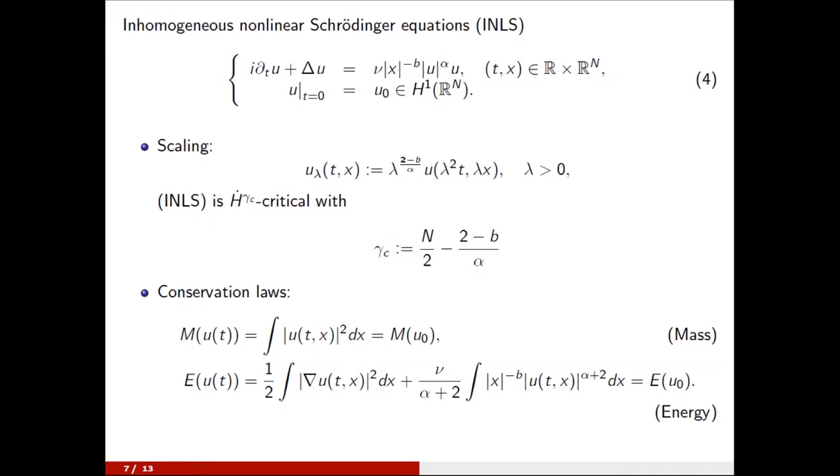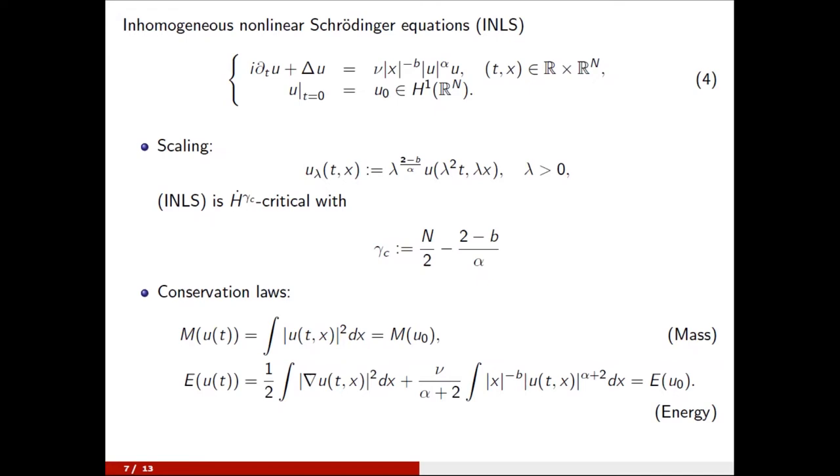Before talking about local well-posedness, we are in H1, and our solution, if it exists, has two conservation laws, the mass and the energy. Unlike the homogeneous Schrödinger equation, we have a good sign here. We call it focusing or defocusing, and mu equal to minus is the focusing case. Global existence happens in the defocusing case, and in the other case we have blow-up. This is a similar situation.